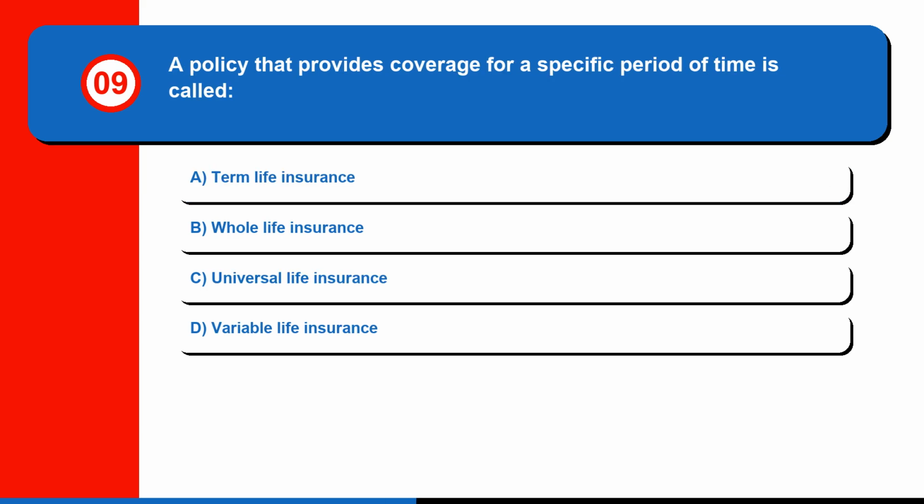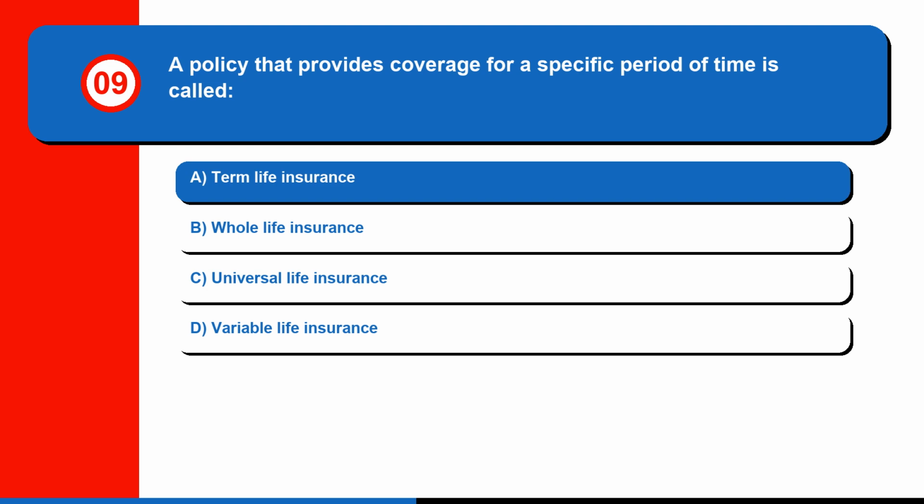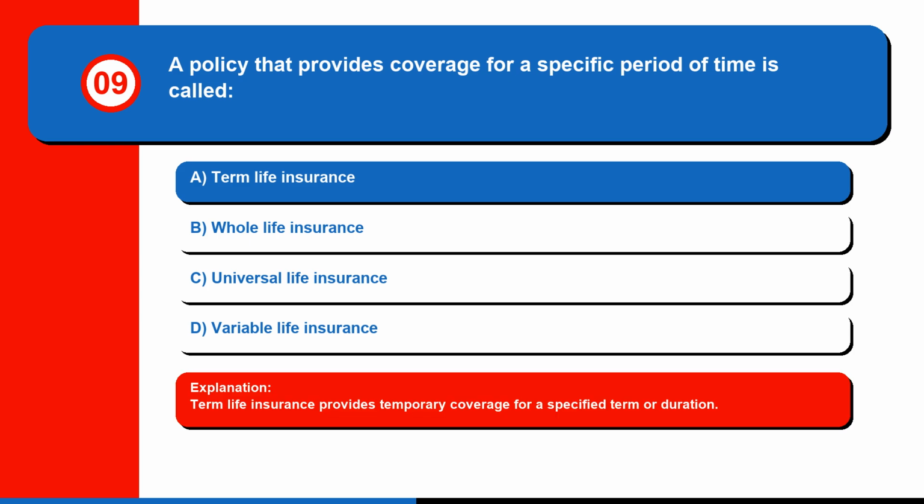Question 9. A policy that provides coverage for a specific period of time is called A. Term life insurance, B. Whole life insurance, C. Universal life insurance, or D. Variable life insurance. The correct answer is A. Term life insurance. Term life insurance provides temporary coverage for a specified term or duration.